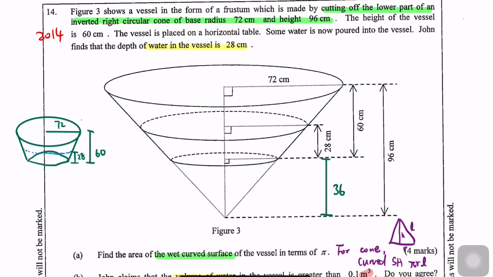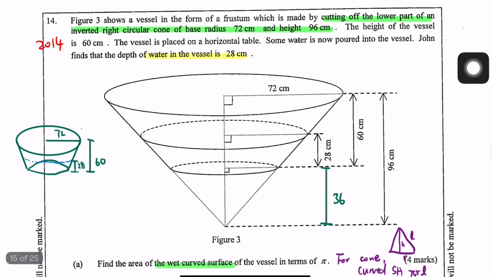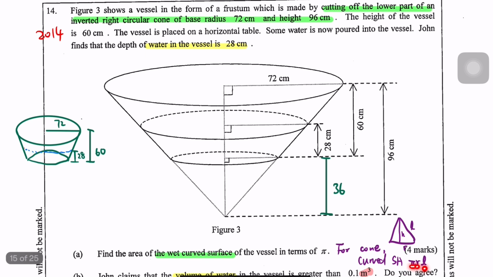Okay, so some revision for cone. How we calculate the curved surface area is using pi r l. L here is the slant height. So remember that you need to find the slant height. You don't have the slant height here, okay?